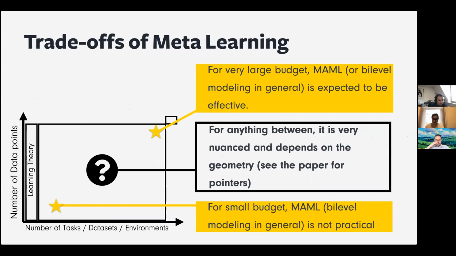So if you go back to this 2D design space of number of data points versus number of tasks, maybe the answer is that if you're in the small budget case, there is no hope. You should not even try meta-learning. You should just do what you would normally do, empirical risk minimization: just apply learning, try to find a model which will solve the average task well. If you have a very, very large budget, this idea of bi-level optimization makes sense.